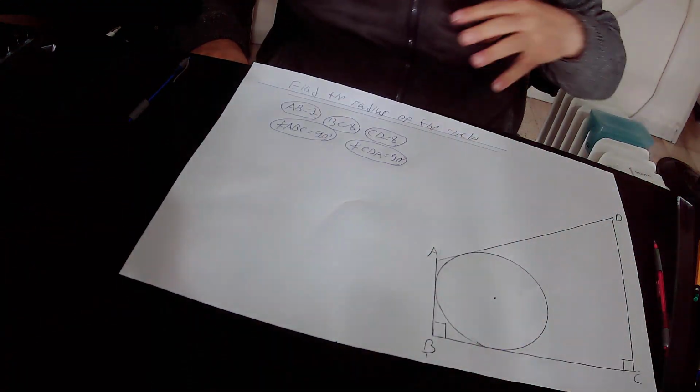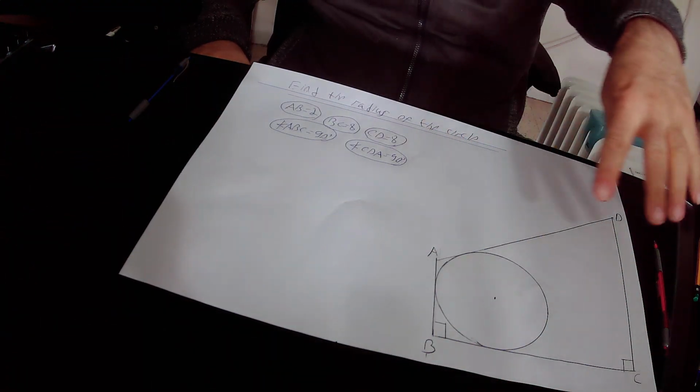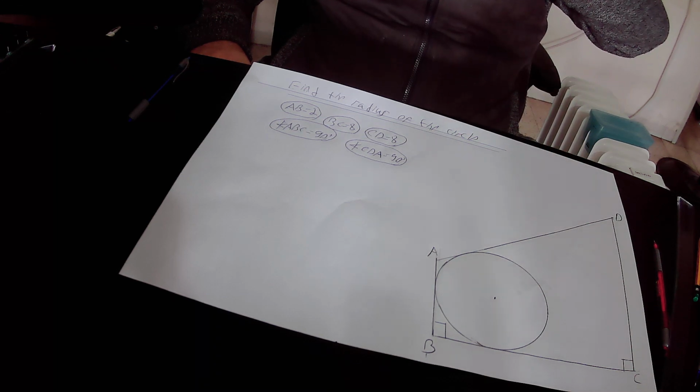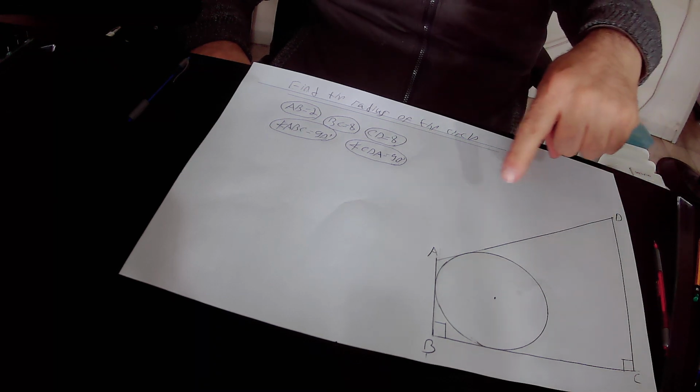Now in this lecture we'll find out the area of a circle. In the drawing we have quadrilateral ABCD. Inside this quadrilateral we have this circle.